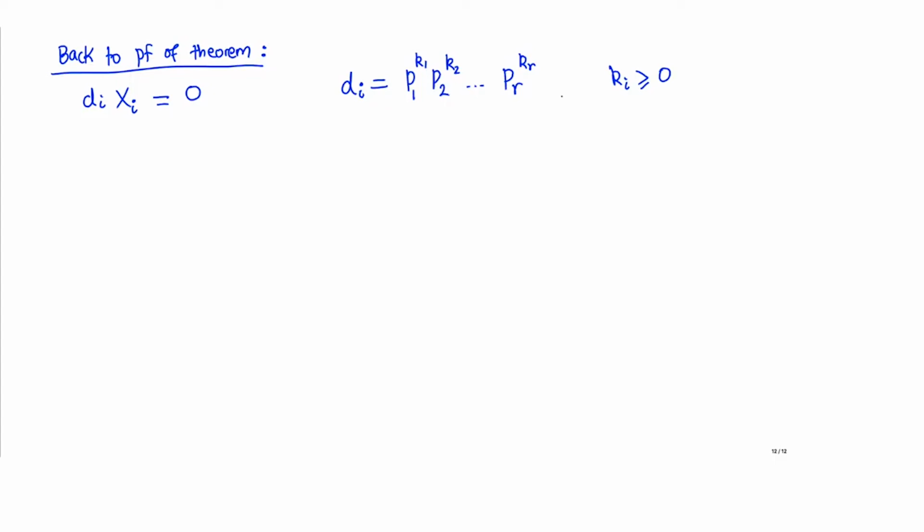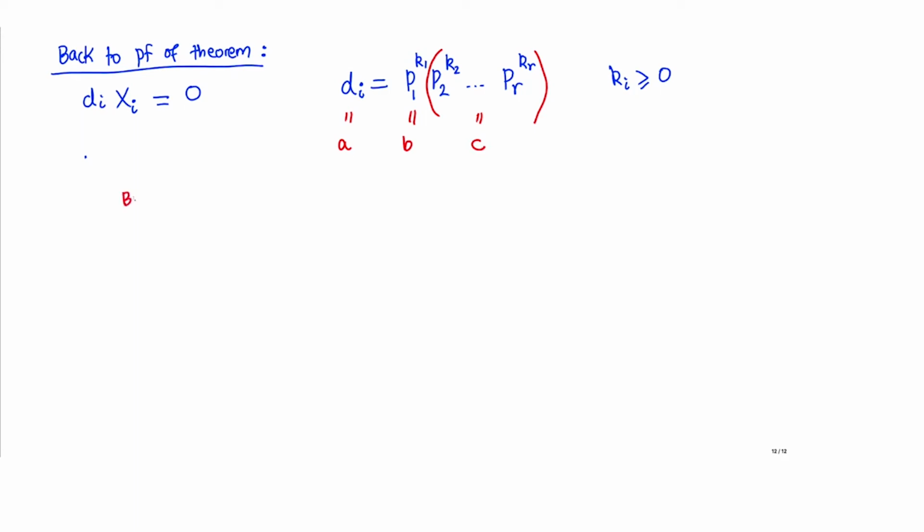Now what does this imply? Now let's use the lemma. By the lemma, I'm going to first split this di into two pieces. I will look at p1 to the k1 and the rest. To apply the lemma, I will think of this as my a, this as my b, and this element as my c. Remember, b and c are relatively prime. A is a product, and a, which is di, kills xi.